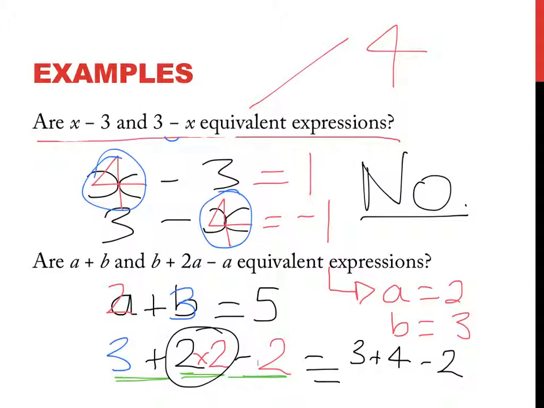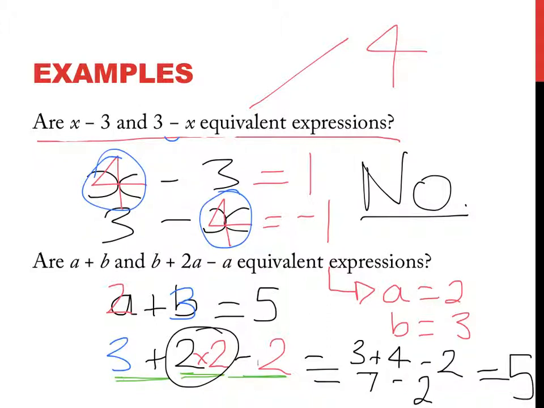3 plus 4, I'm just going to do it underneath. 3 plus 4 is 7 minus 2. Sorry, I wrote 5 there. 7 minus 2, there we go. 7 minus 2 is 5.